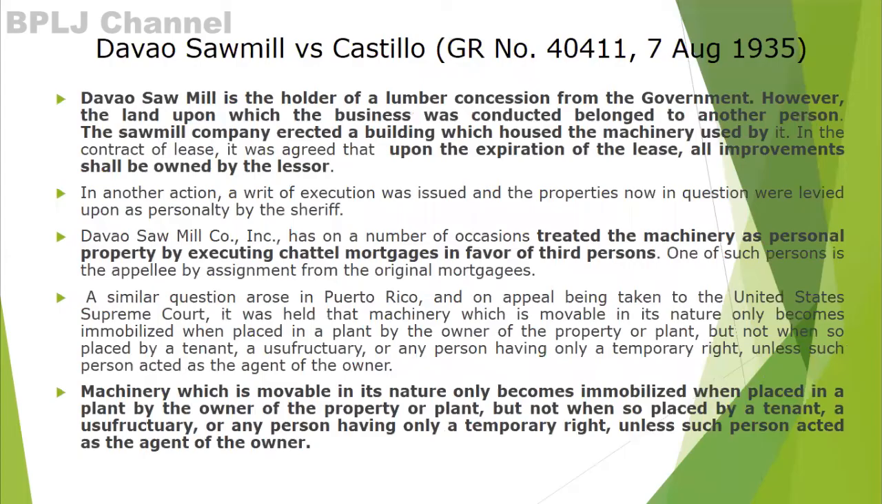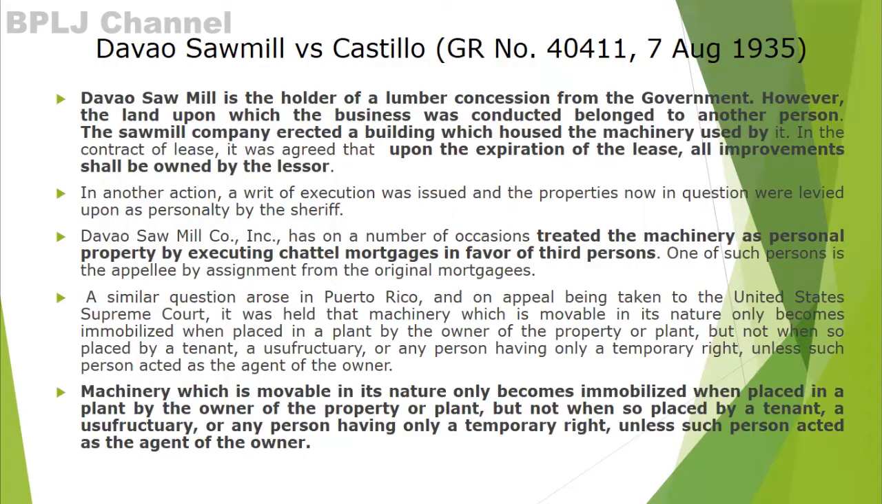Okay? Davao Sawmill versus Castillo. Davao Sawmill is the holder of a lumber concession from the government. However, the land upon which the business was conducted belonged to another person. So the sawmill company erected a building which housed the machinery used by it. It was agreed that upon the expiration of the lease, all the improvements shall be owned by the lessor. So Davao Sawmill is the owner of the machinery, and it placed the machinery upon the land which is owned by another person because it was only leasing the land.